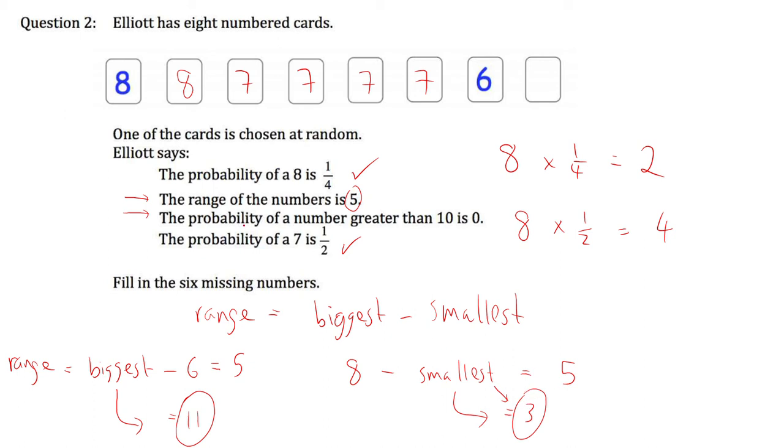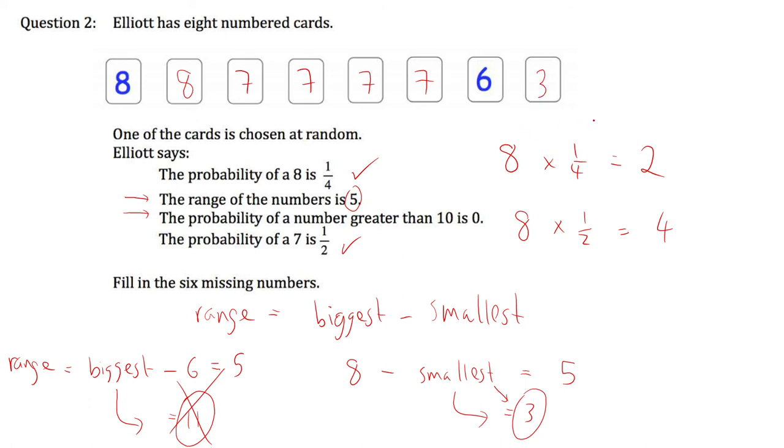But now we look at this third bit of information. The probability of a number greater than 10 is 0. So what that tells us is none of these numbers will be bigger than 10. So we can cancel out this 11 because 11 is bigger than 10. And therefore, the only number that will work is 3.